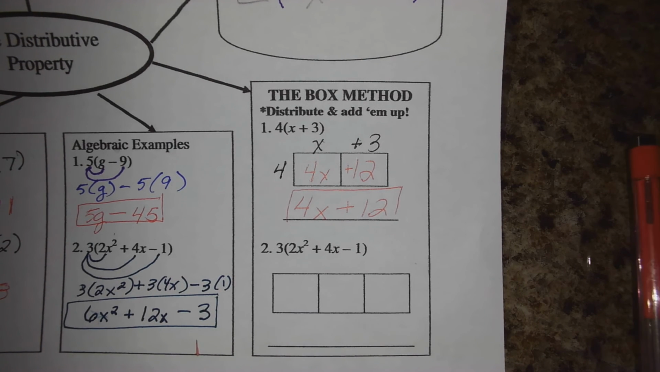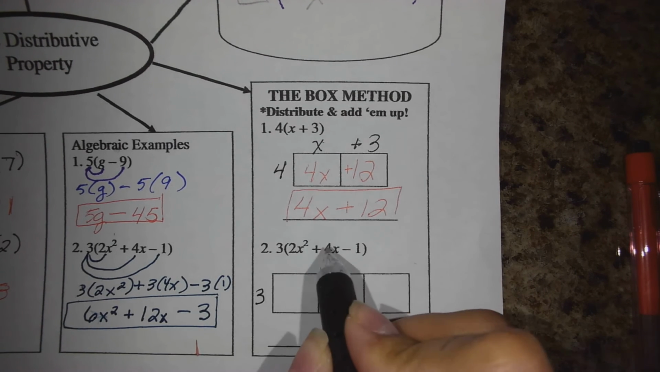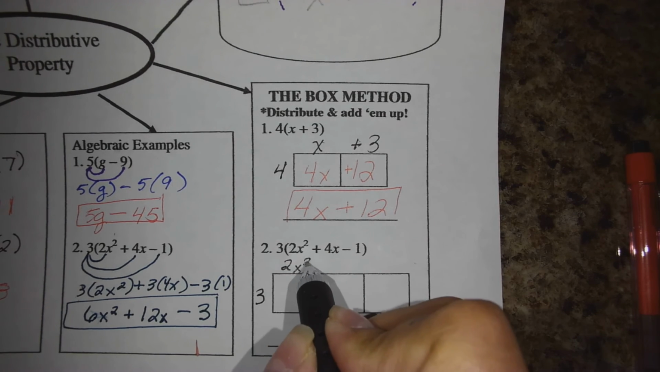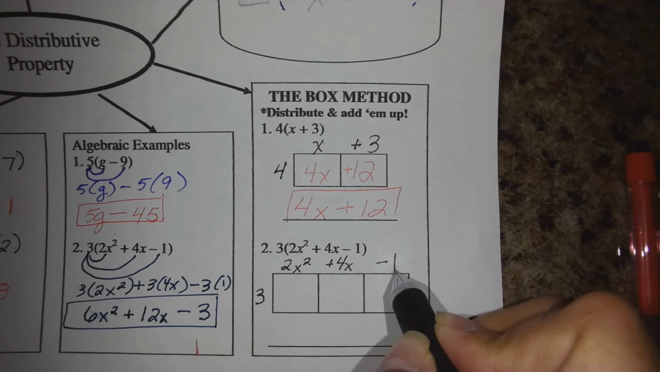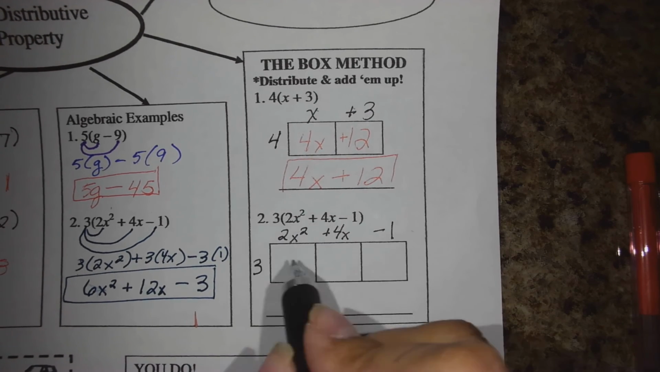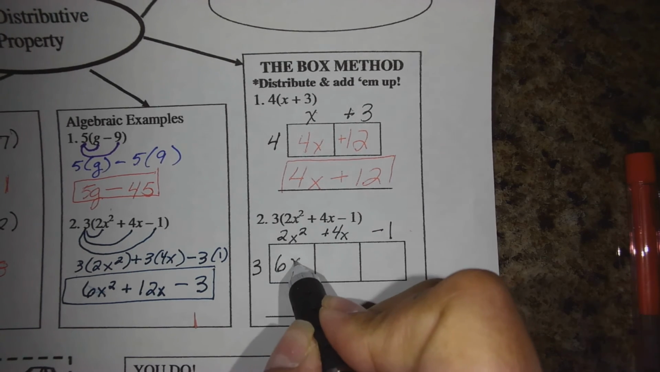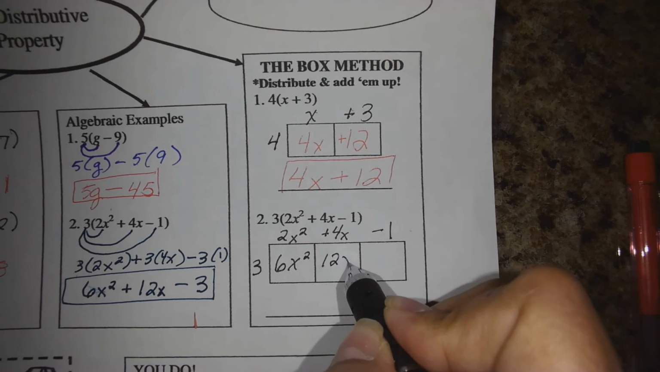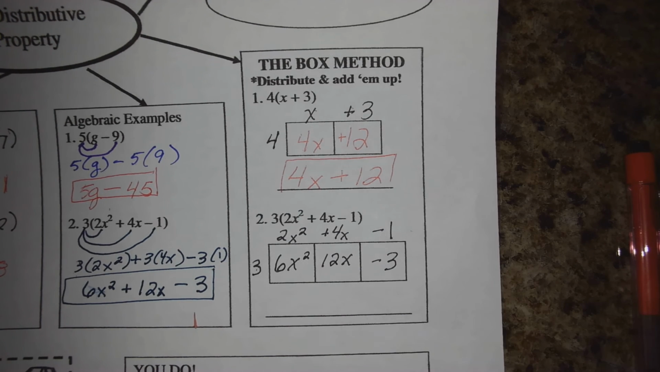Look at number 2. You're going to do the same thing. You're going to write this 3 out here. And then write these terms up on top of the boxes. So 2x squared. And then it's a positive 4x. And then it's a negative 1. Now you're going to multiply. 3 times 2 is 6. Keep the x squared. 3 times 4 is 12. Keep the x. And then 3 times negative 1 is negative 3.